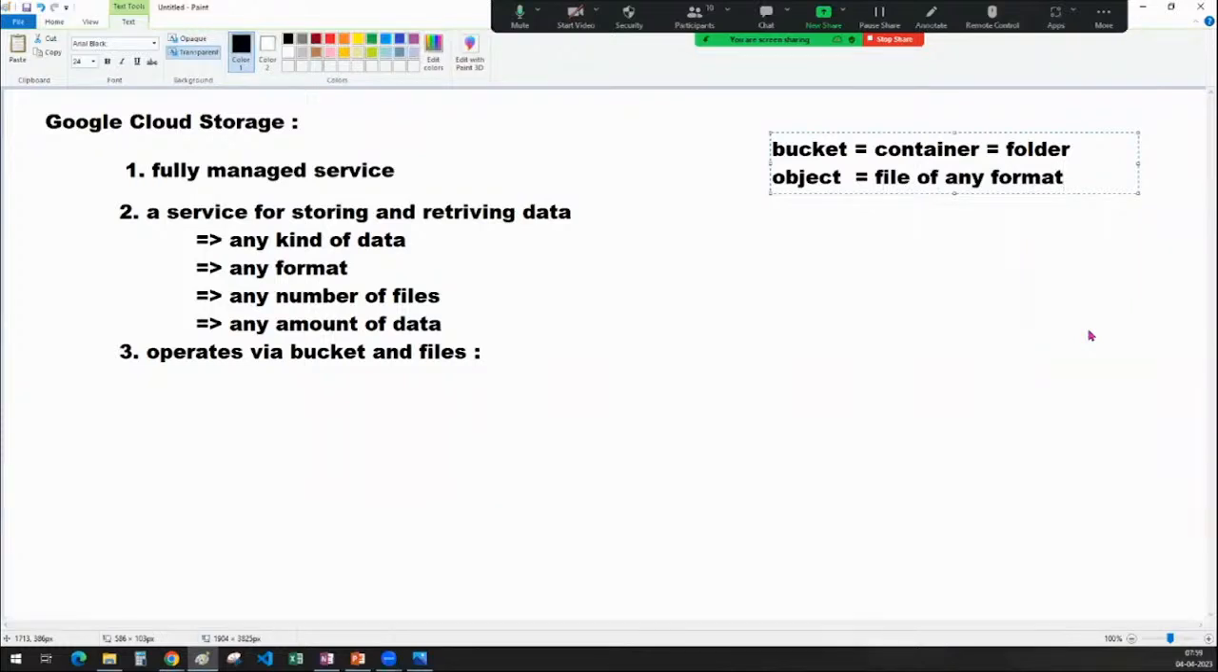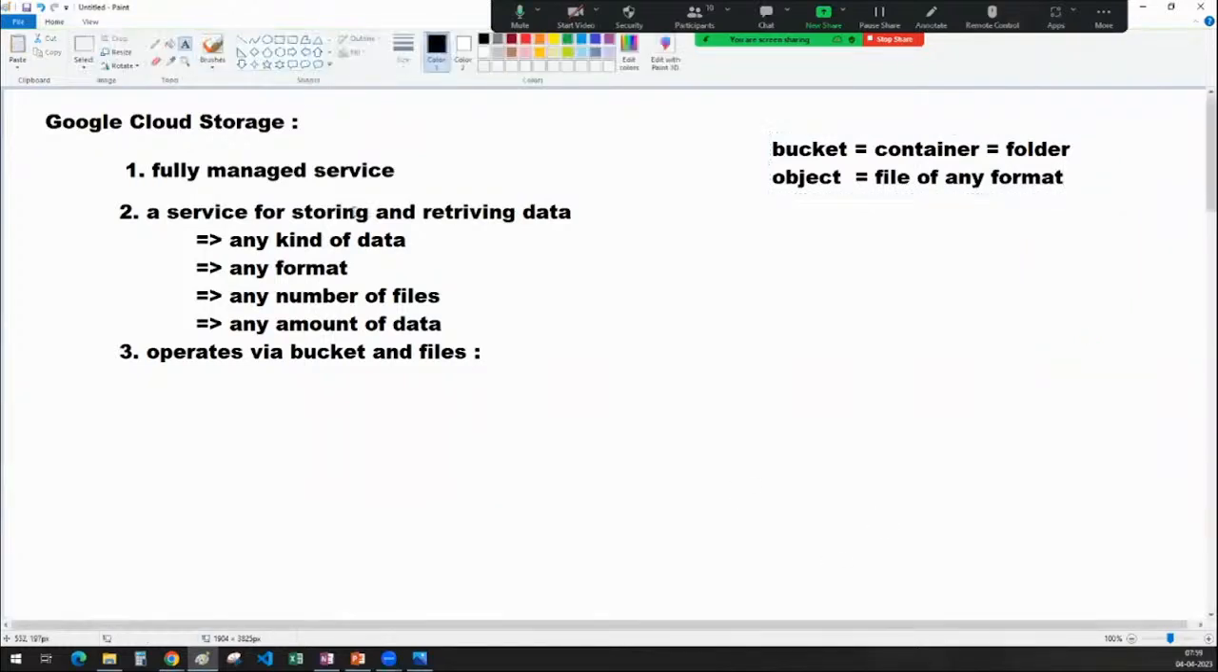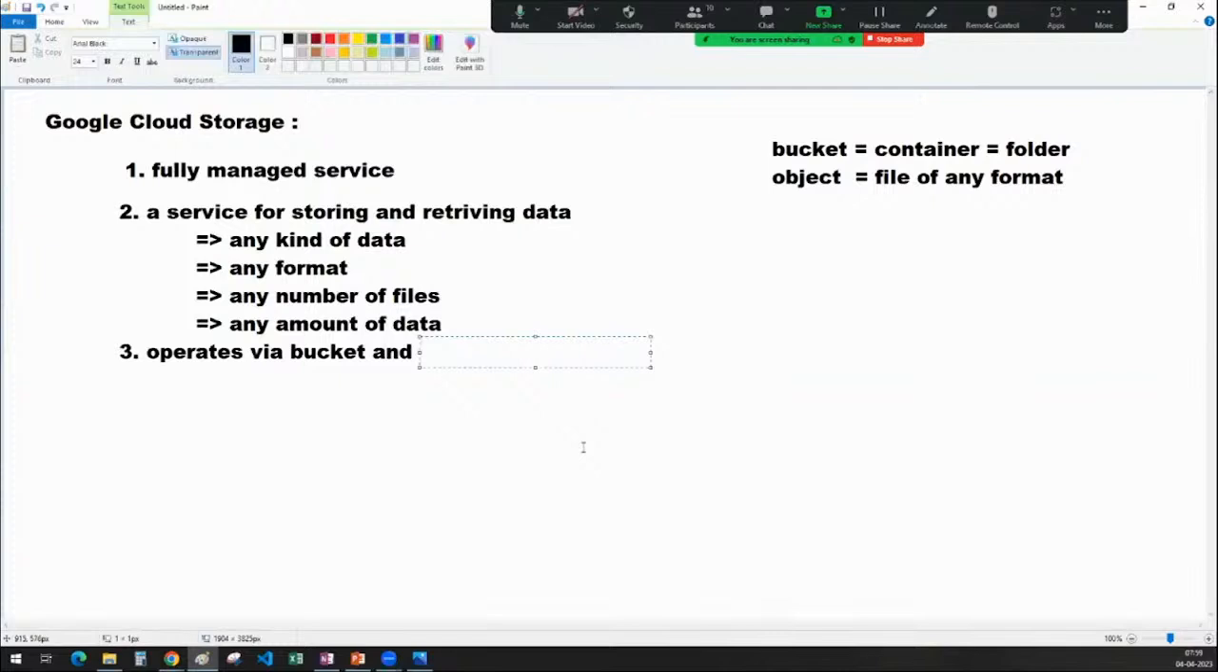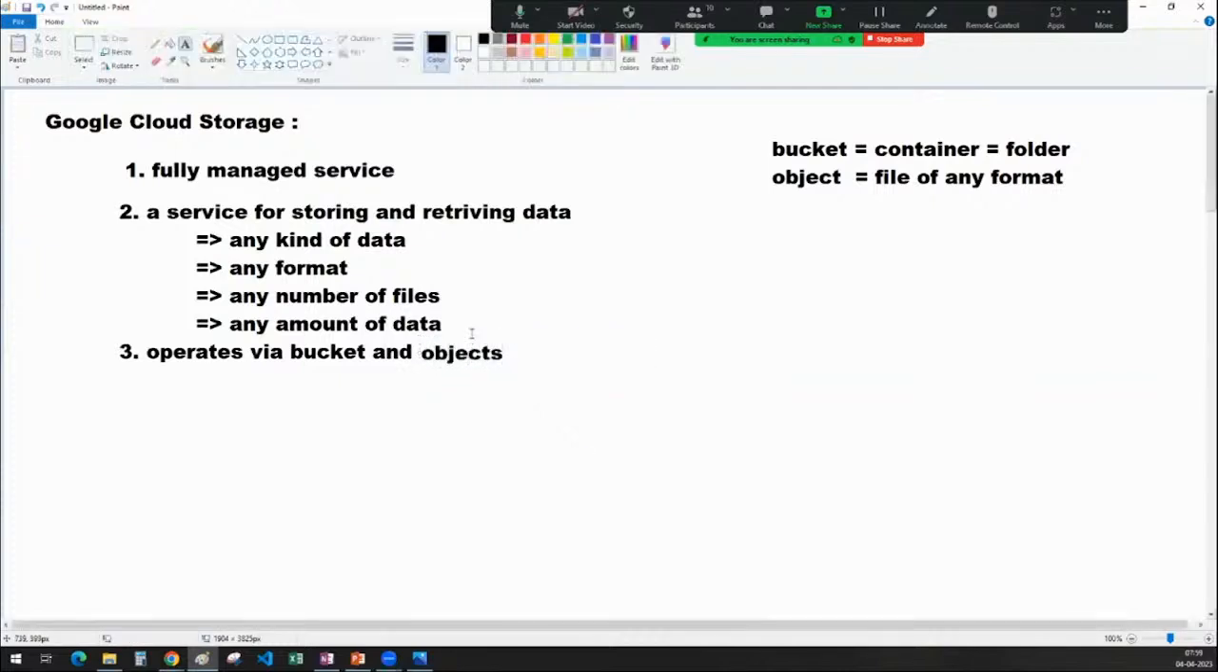Now you will understand. In a Google Cloud Storage, we are storing something and we are retrieving something. So how does the Google Cloud Storage operate? Sir, it operates via bucket and objects. I should mention objects here, not files, because the terminology is object. Okay, it operates via bucket and objects. What is a bucket? A container or a folder. What is an object? A file of any format.